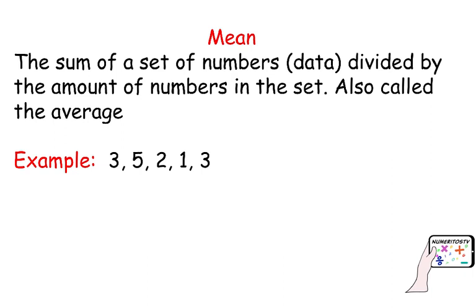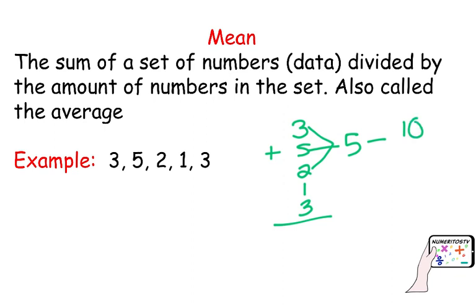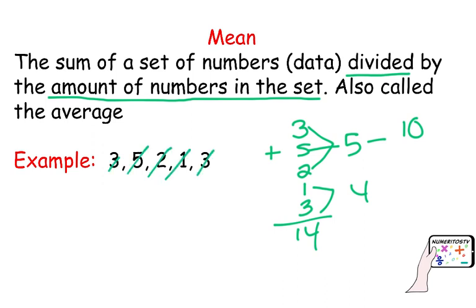So I am going to add this data. 3 plus 5 plus 2 plus 1 plus 3. Remember that if you don't have a calculator, you can use mental math. This is 14. And then you are going to divide by the amount of numbers in the set. In this case, we have 1, 2, 3, 4, 5. So we are going to divide 14 by 5.